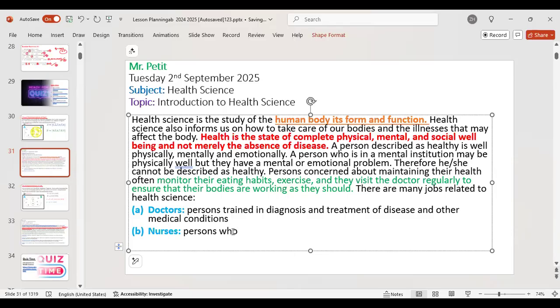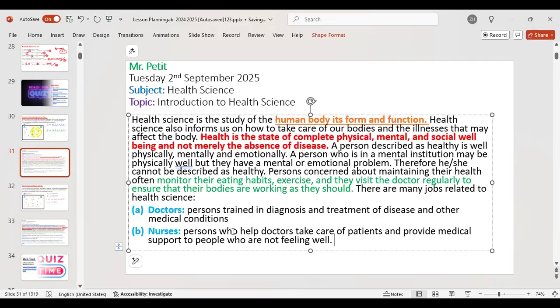So persons who help doctors take care of patients and provide medical support to people who are not feeling well.